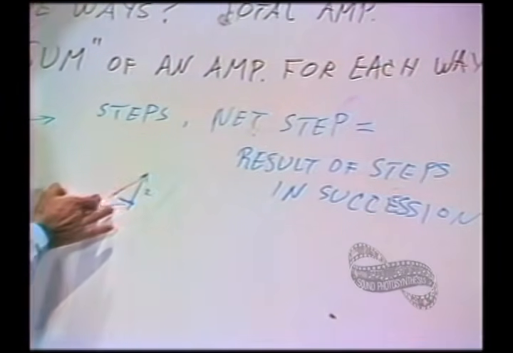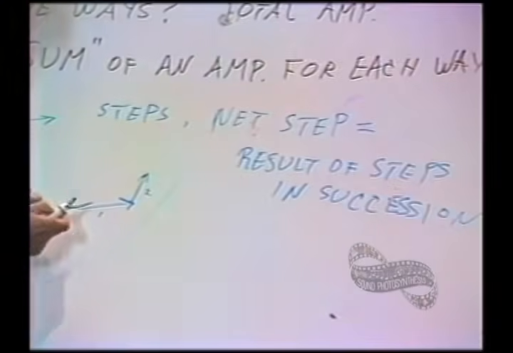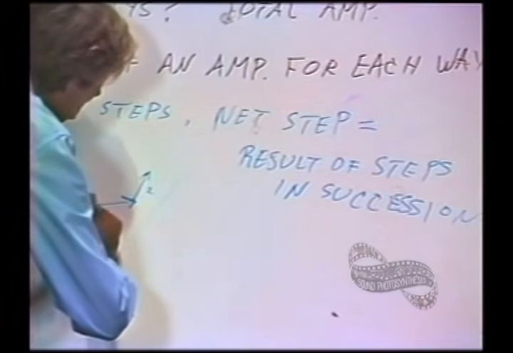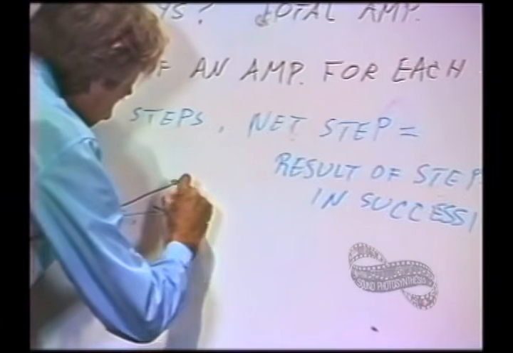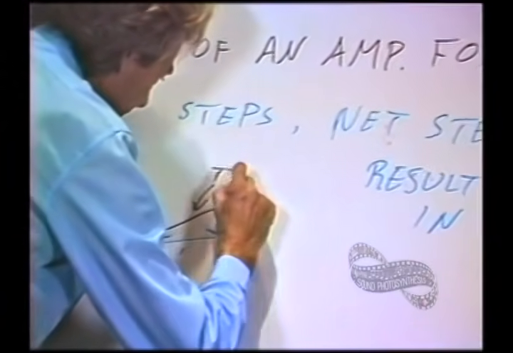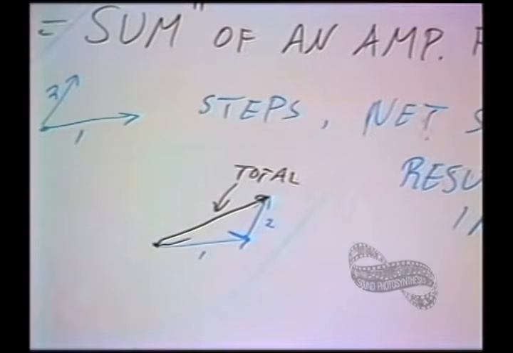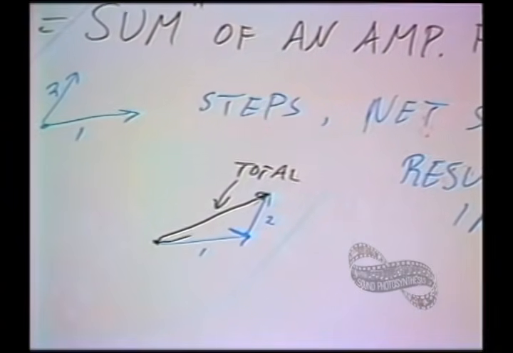It's supposed to be straight, right? Actually, the line doesn't mean anything. It's from here to here that we have to say is a step. And that's the total in this particular case. And of course, you can add any number of amplitudes by taking more, the same idea, right?